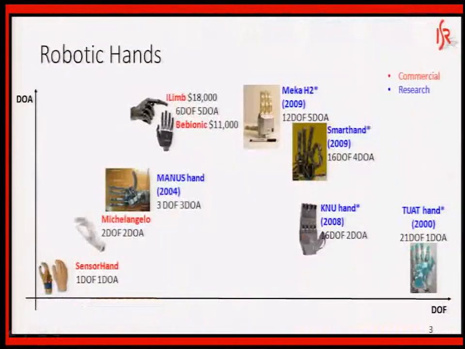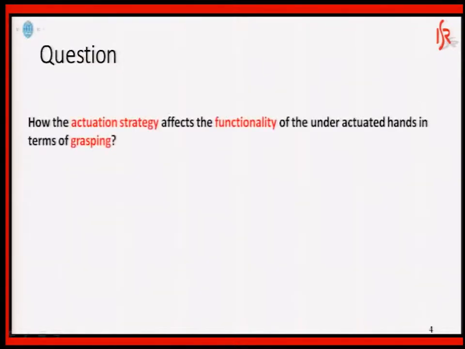So we looked at the literature. There are hands from 1 degree of freedom to 21 degrees of freedom that contain 1 actuator to 5 or 6 actuators. But the information about the actuation strategies of these hands is often missing in the literature. So in this study, we would like to answer this question: how does the actuation strategy affect the functionality of underactuated hands in terms of grasping?